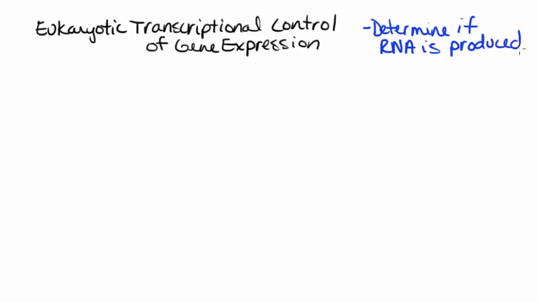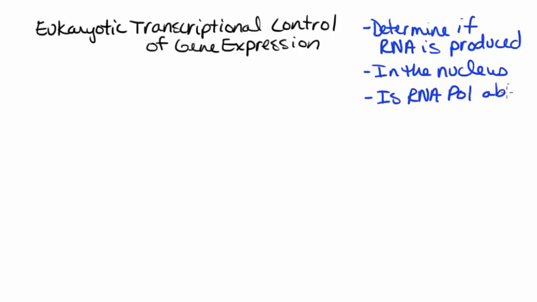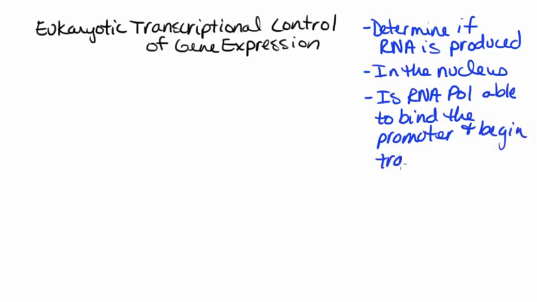This is something that would certainly be taking place in the nucleus, because that is where our transcription process would occur. And ultimately what it boils down to is RNA polymerase able to bind the promoter and begin transcription. And if that can happen, then we're going to get our RNA molecule produced at the very end of it.